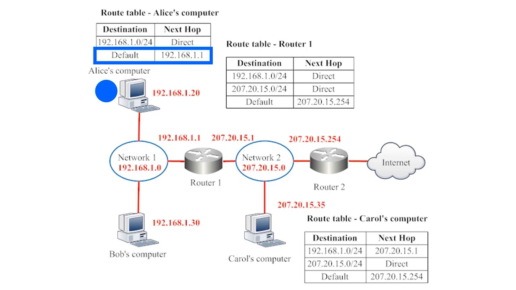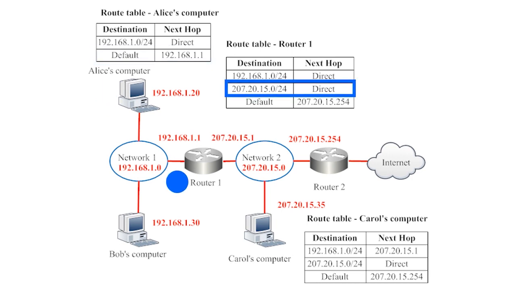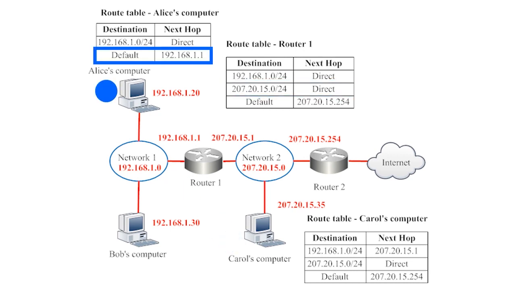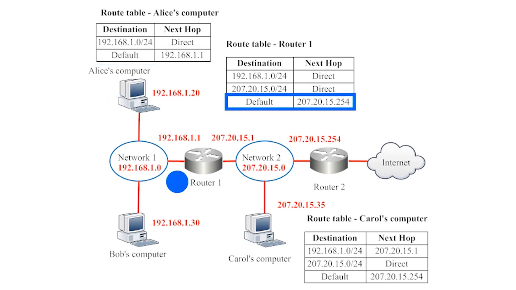If Alice wanted to send information to Carol's computer, then the route table on her computer would direct that information to Router 1, and then the route table on Router 1 would direct that information to Carol's computer. If Alice wanted to access a web page somewhere else on the internet, then the route table on her computer would direct that information to Router 1, the route table for Router 1 would direct that information to Router 2, and then so on throughout the internet until Alice's web page request reached the appropriate server somewhere on the internet.